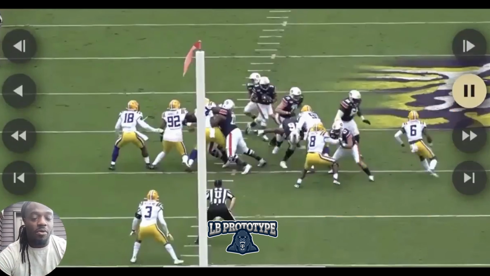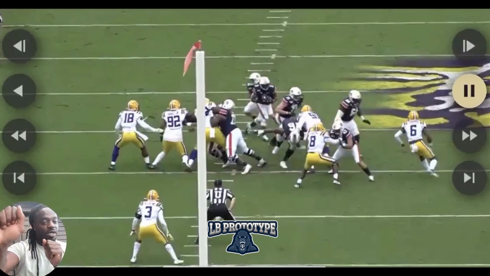Listen to this, very important. Understand two things. First level block, second level block. First level block is a zone, O-line coming up to you. You got to use your hands. Second level block will be a fullback or a puller is also considered second level block. That's when you can use your shoulder.